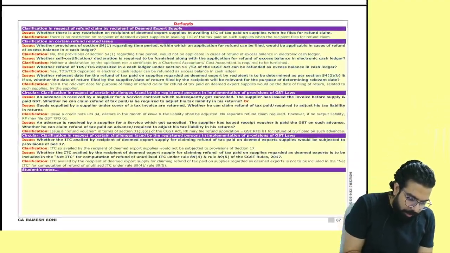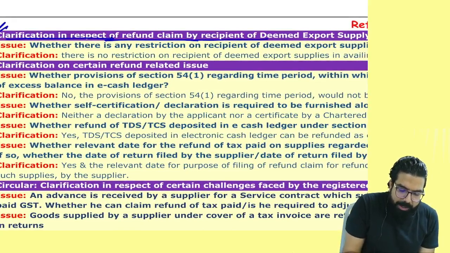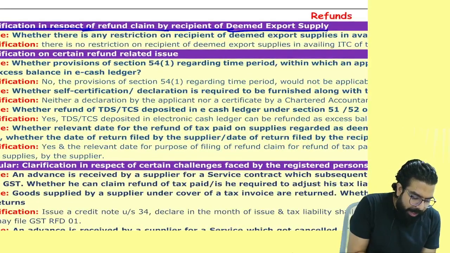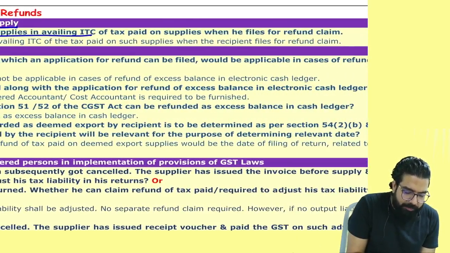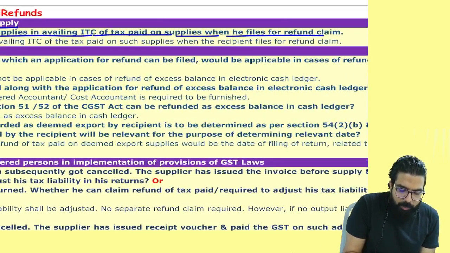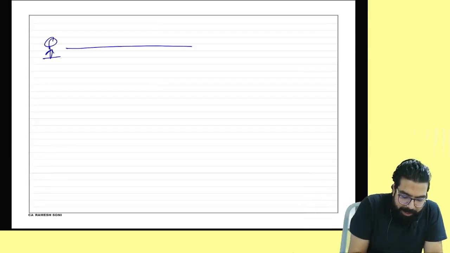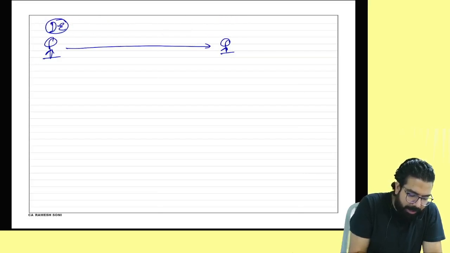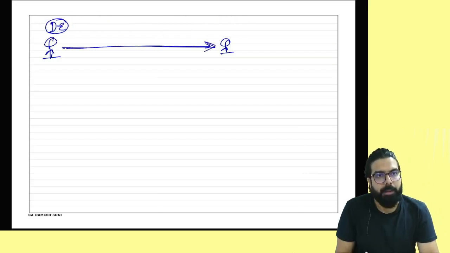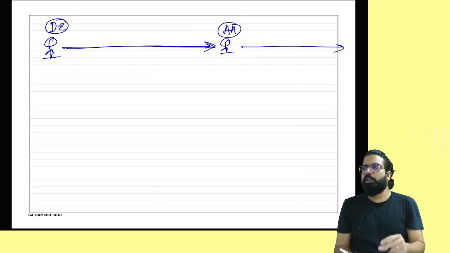The next one. Clarification in respect of refund by recipient of deemed export supply. Whether there is any restriction on the recipient of deemed export in availing the ITC on supplies when he files a refund application. Everyone listen. I supplied to a person and he is a deemed exporter. Means I am a supplier. I supplied to this guy. He is going to supply outside India. He has advance authorization.